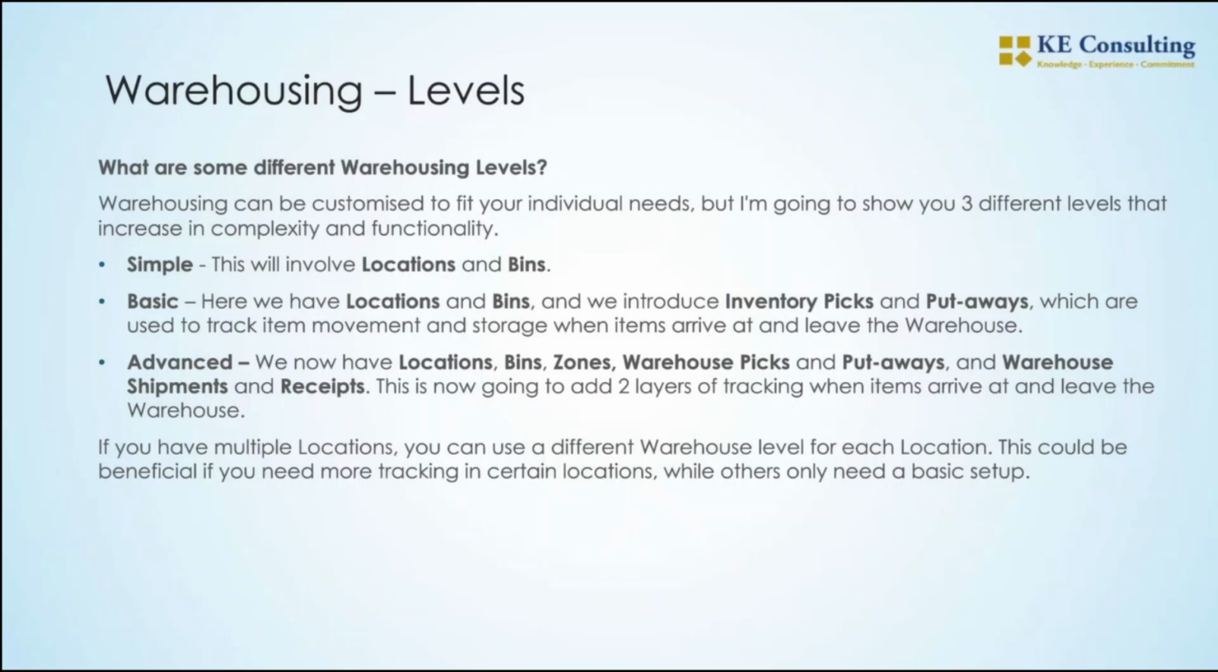Finally, we have advanced warehousing, and in here, I'm going to use locations, bins, and zones. We're also going to be introducing warehouse picks and putaways, and also using warehouse shipments and receipts. So this now introduces two layers of tracking when items leave and arrive at the warehouse. Also, if you have multiple locations, you could use a different warehouse setup for each location. So this could be beneficial if you need more tracking in certain locations while only needing a basic setup elsewhere.